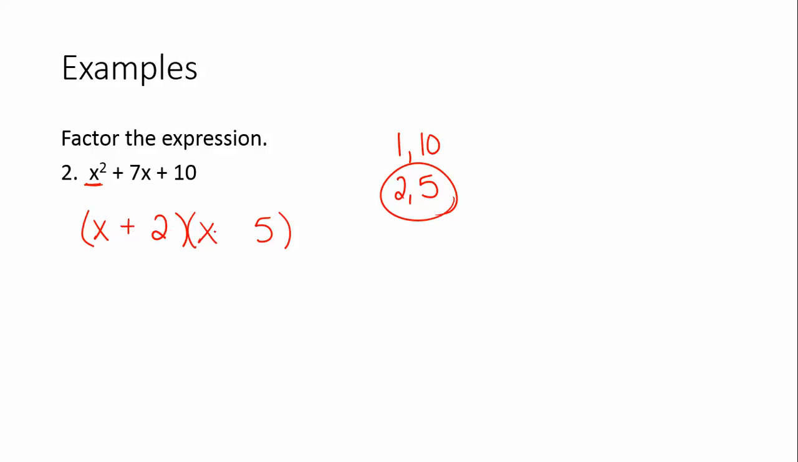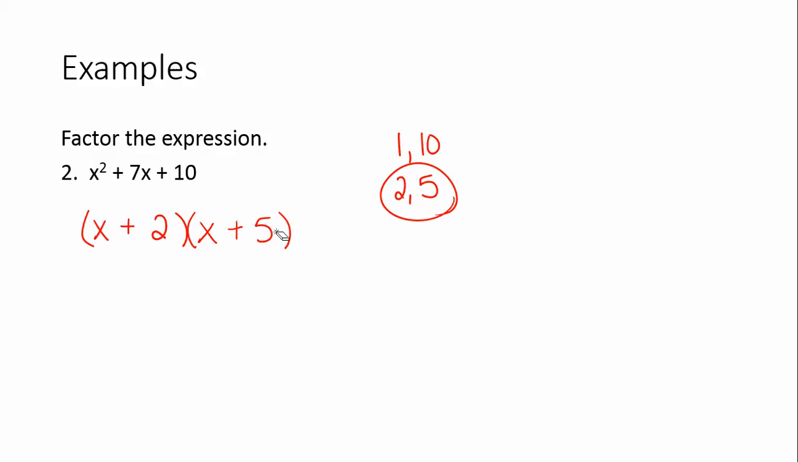And hopefully that makes sense to you, because when we do FOIL this back out, you get 2x and you get a 5x. They're both positive, so when you add them, that does give you 7x, which is what you want for your middle term. I know that the first two terms are going to give me x squared. I know that the last two terms are going to give me 10.